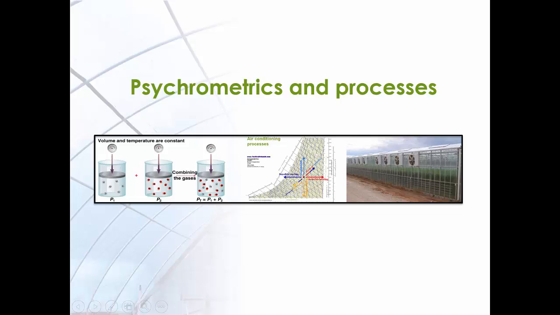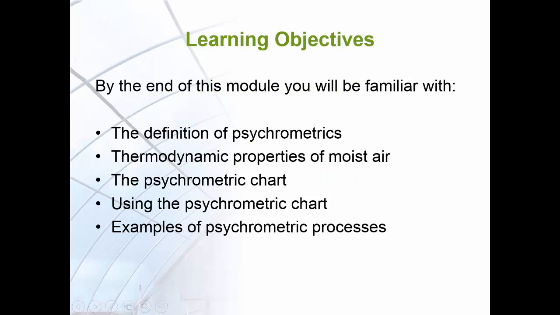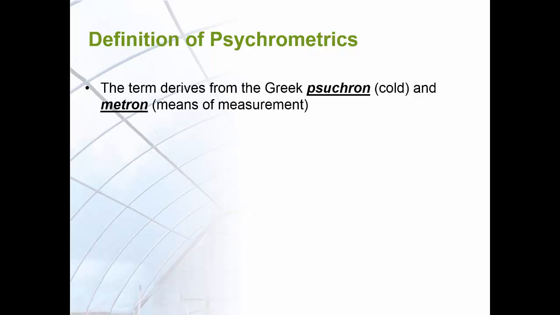This module will introduce psychrometrics and some of the related psychrometric processes. In this module, our educational objectives include defining psychrometrics, learning about thermodynamic properties of moist air, learning about the psychrometric chart and how to use it, and we will also look at some examples of psychrometric processes.